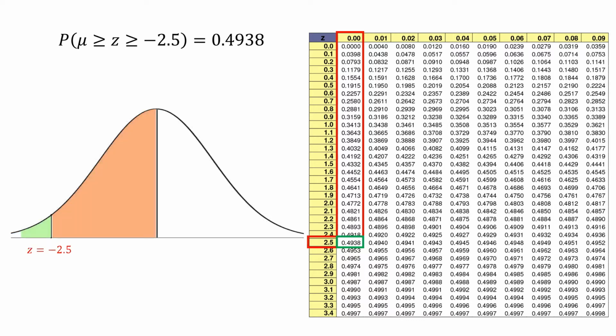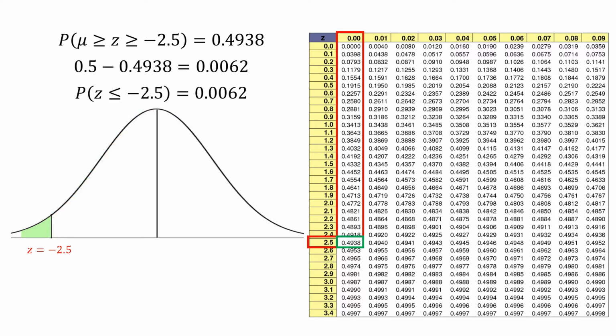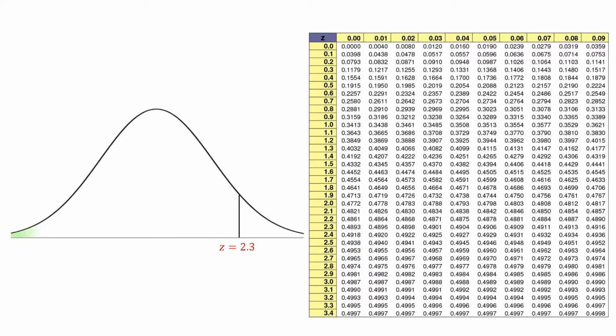Thus, to find the area to the left of z equals -2.5, we just subtract the area to the mean from 0.5. In conclusion, the area to the left of z equals -2.5 is equal to 0.0062.